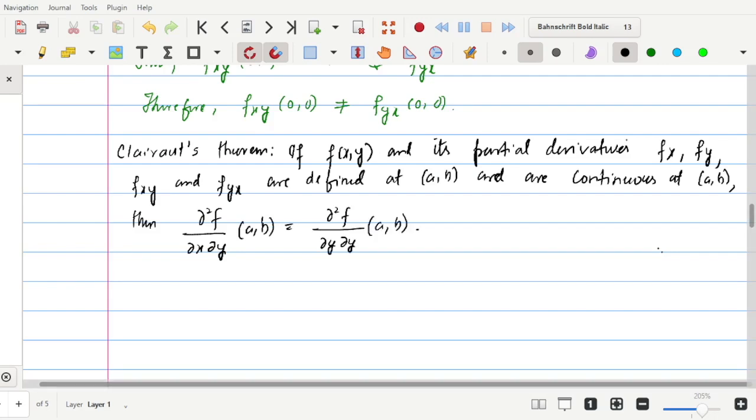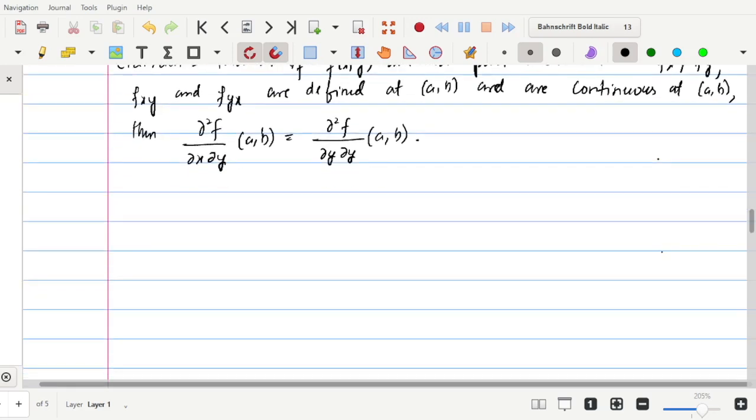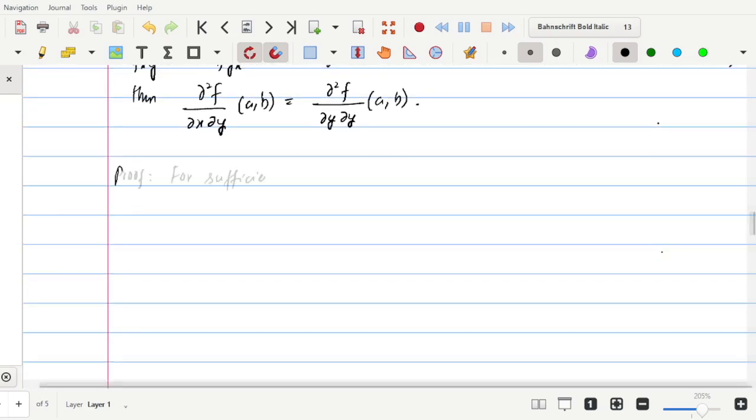So the conditions under which the mixed partials are equal are that the function itself should be defined and continuous at the point (a,b), and its partial derivatives f_x, f_y, f_xy and f_yx should all be continuous at the point (a,b). Then the second order mixed partial derivatives will be equal. Now let's take the proof of this theorem.